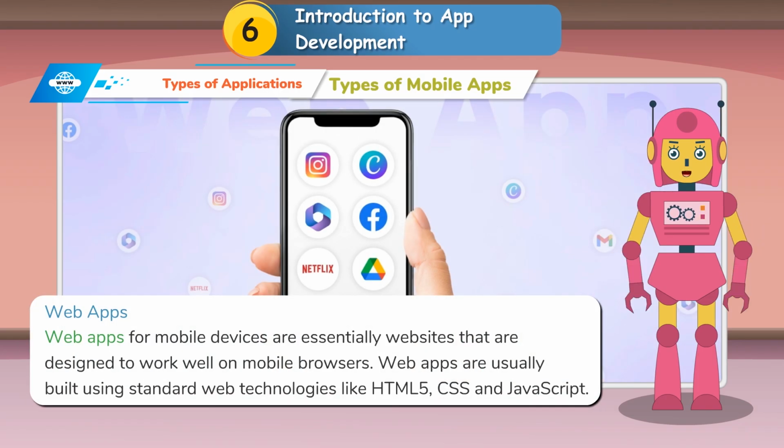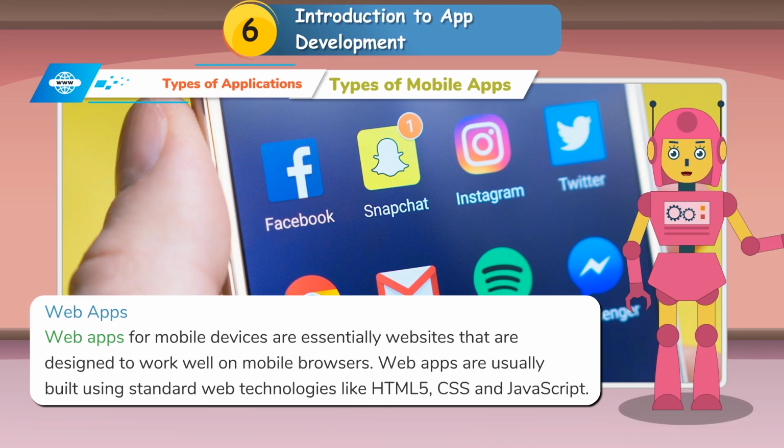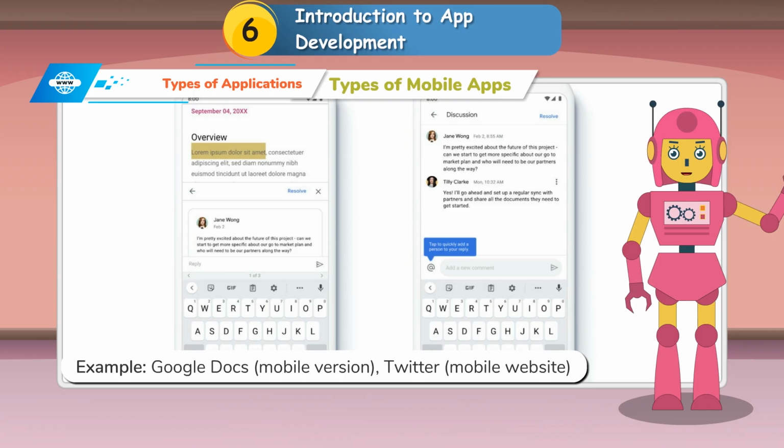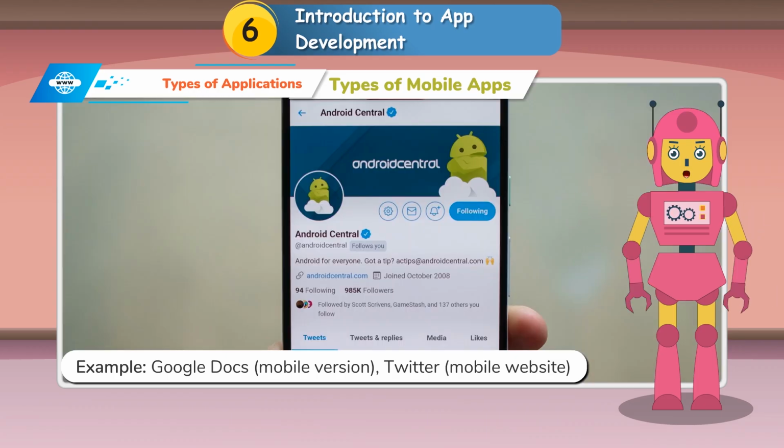Web apps. Web apps for mobile devices are essentially websites that are designed to work well on mobile browsers. Web apps are usually built using standard web technologies like HTML5, CSS, and JavaScript. Example: Google Docs, mobile version, Twitter, mobile website.